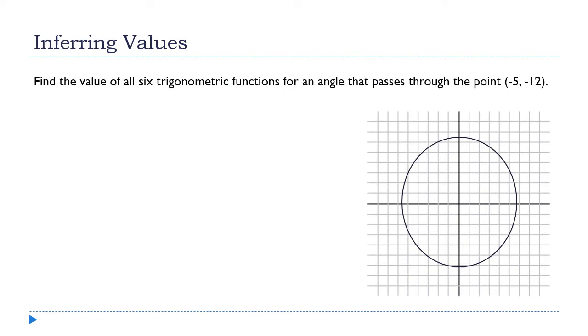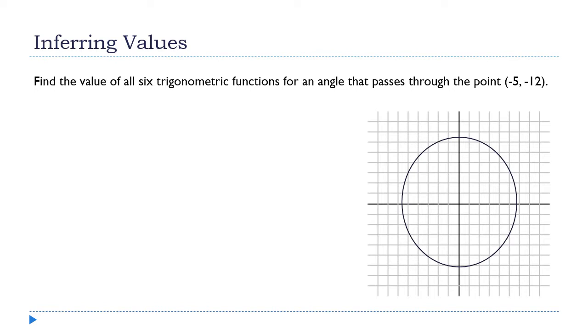So our new way of looking at trigonometric functions gives us a much increased ability to infer what values are based on just knowing, for example, one value. Okay, so take a look at this situation. I want to find all 6 trigonometric functions, sine, cosine, the whole lot of them, for an angle that passes through that point, -5, -12.